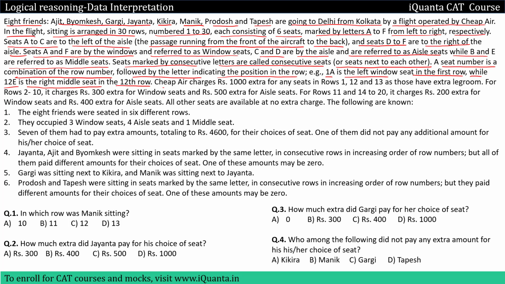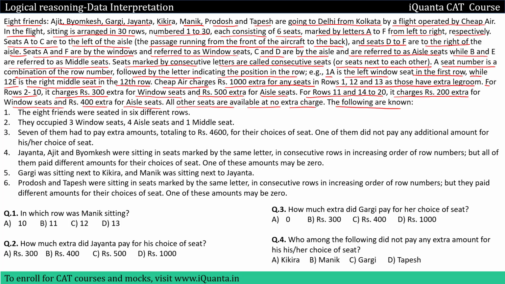Then Cheap Air charges ₹1000 extra for any seats in rows 1, 12, 13 as those have extra legroom. For rows 2 to 10, it charges ₹300 extra for window seats and ₹500 extra for aisle seats. For rows 11 and 14 to 20, it charges ₹200 extra for window seats and ₹400 extra for aisle seats. All the other seats are available at no extra charge. So all the other seats apart from these will be available at no extra charge.